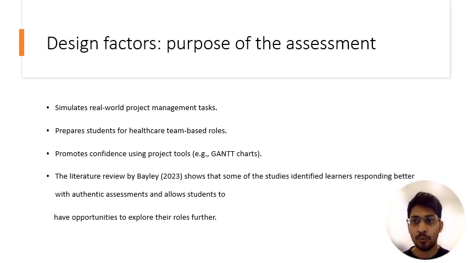Especially in healthcare, working with others is very important to effectively reach workplace goals and improve quality of care. The literature review by Bailey 2023 shows that some of the studies identified learners responding better with authentic assessments, and it allows students to have opportunities to explore their roles further.